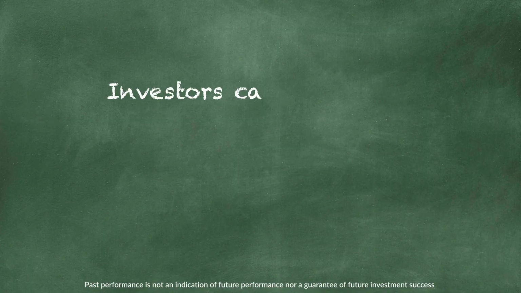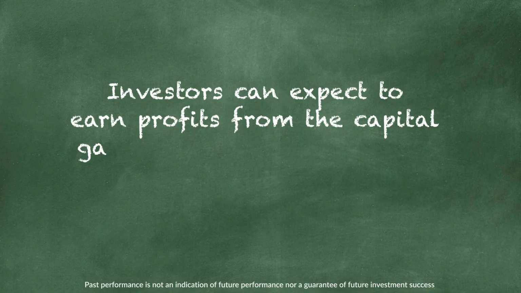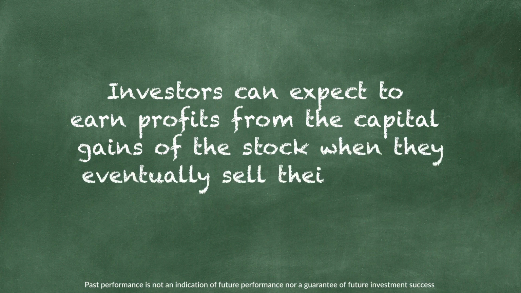When it comes to the stock market, you may have heard people classify certain stocks as growth or value. If a company's stock is classified as growth, it means that stock is expected to grow at a faster rate than that of average market growth. These stocks also primarily do not pay dividends. This is because the company will reinvest any earnings instead of paying them out to the investors in order to accelerate their short-term growth. Investors can expect to earn profits from the capital gains of the stock when they eventually sell their shares.